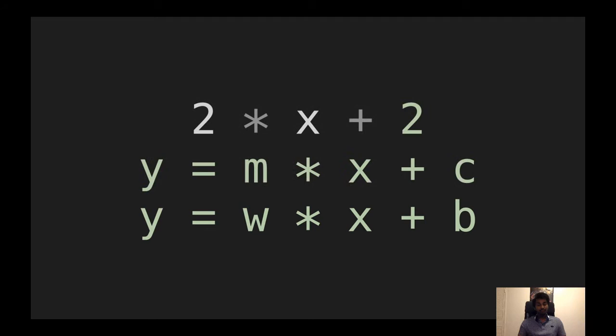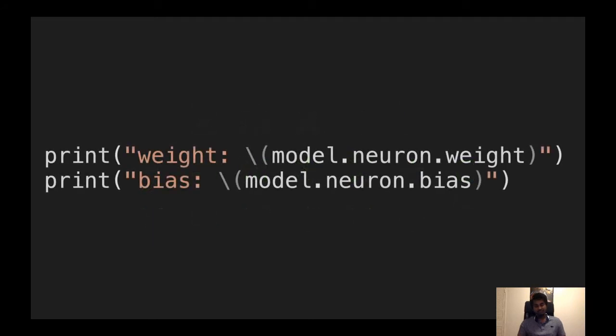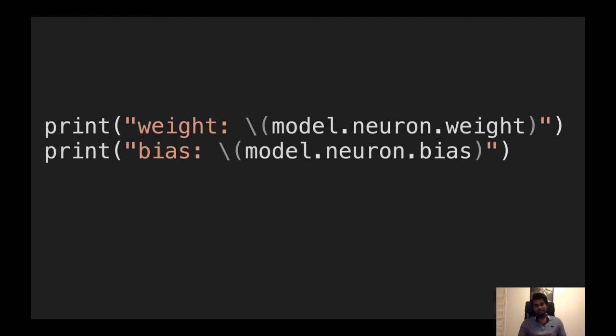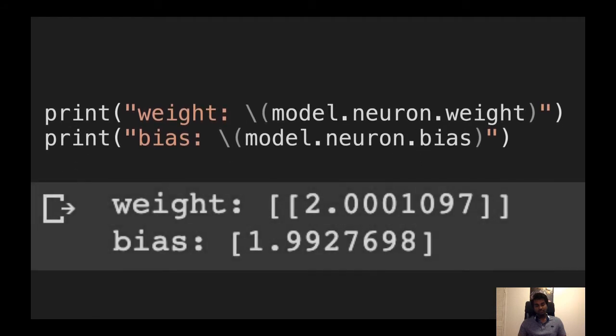Let's see what our weights and biases are. So I'm just going to print my weight using the model's neuron's weight and the model's neuron's bias. The weight is 2.001097, close enough. Bias is 1.992768, close enough.